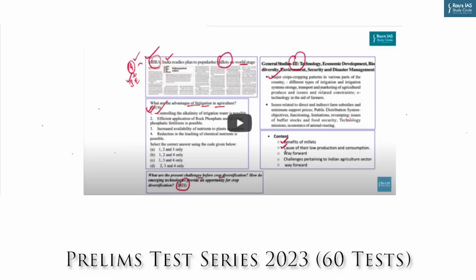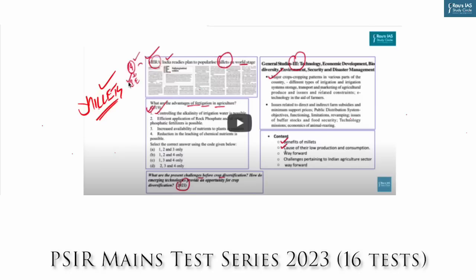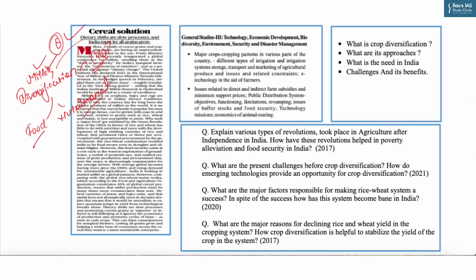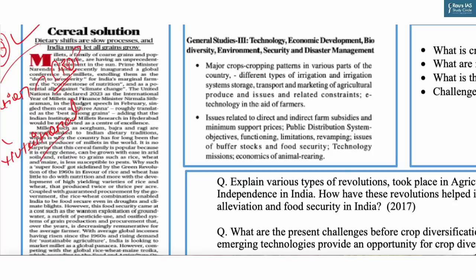Now, we have already covered aspects of millets along with challenges pertaining to the agriculture sector in DNS dated 19th February 2023. Now coming back to the topic, if you look into the GS syllabus, aspects related to crops and cropping pattern are an important theme under GS paper 3.